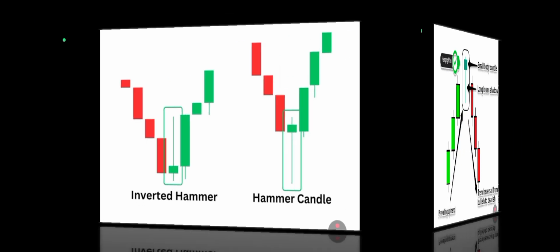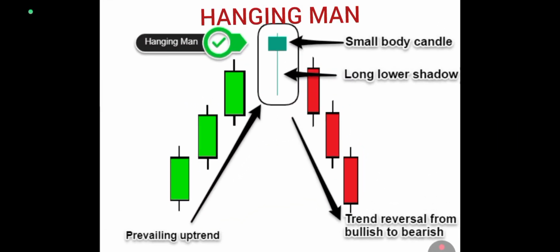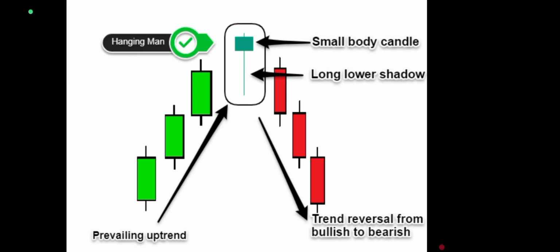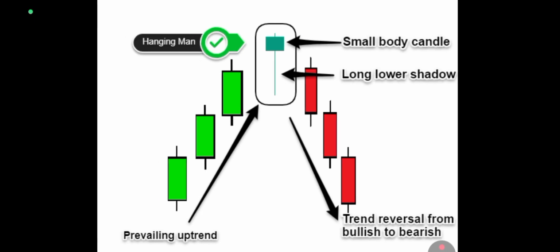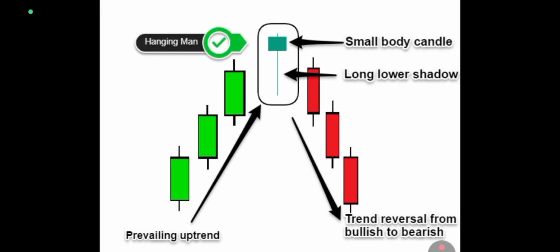So that is it. The hanging man is contrary to the hammer candlestick. This one appears during an uptrend, signaling a possible trend reversal. It looks like the hammer but in the opposite trending direction. Understand? So anytime you see a hanging man, let me say this again.